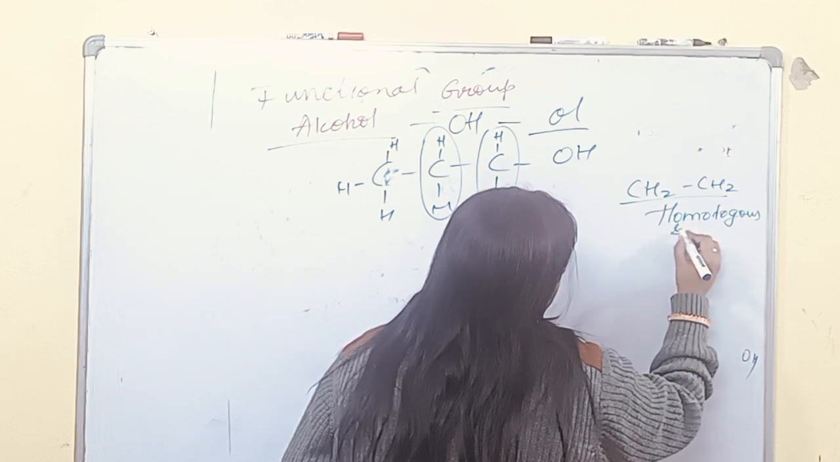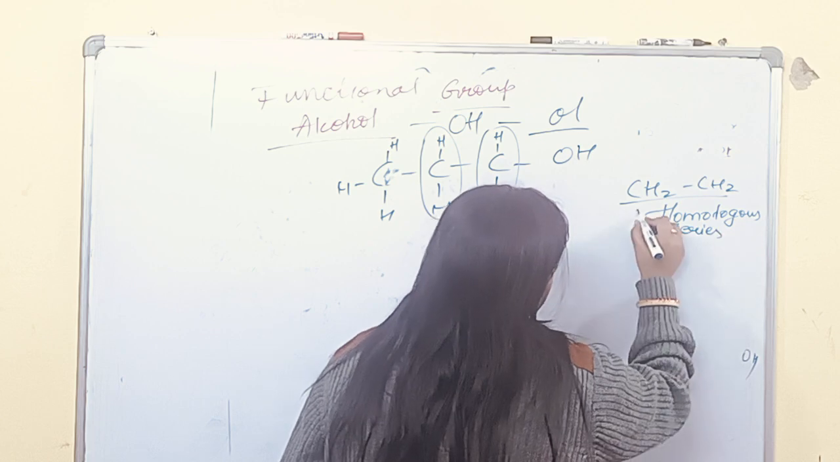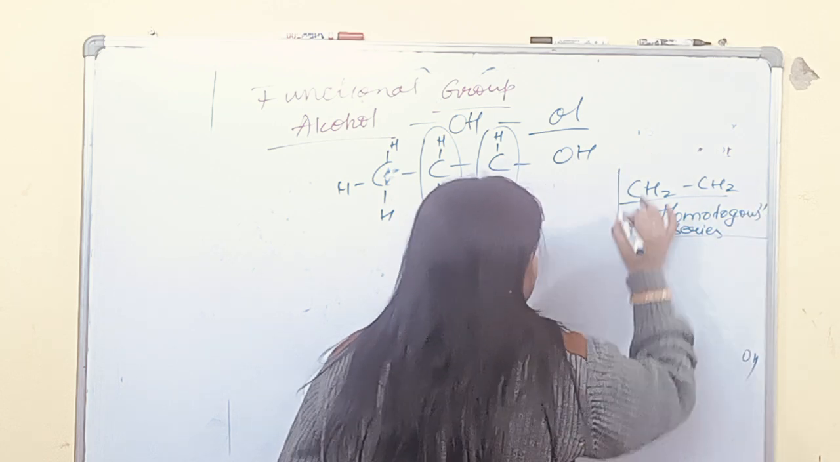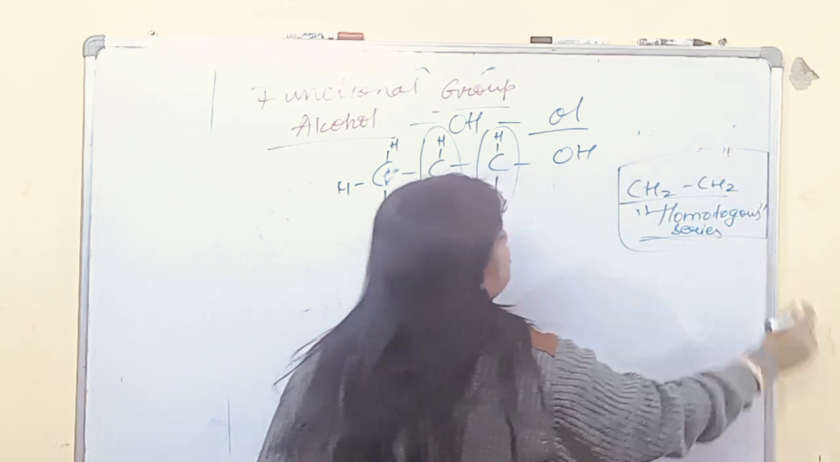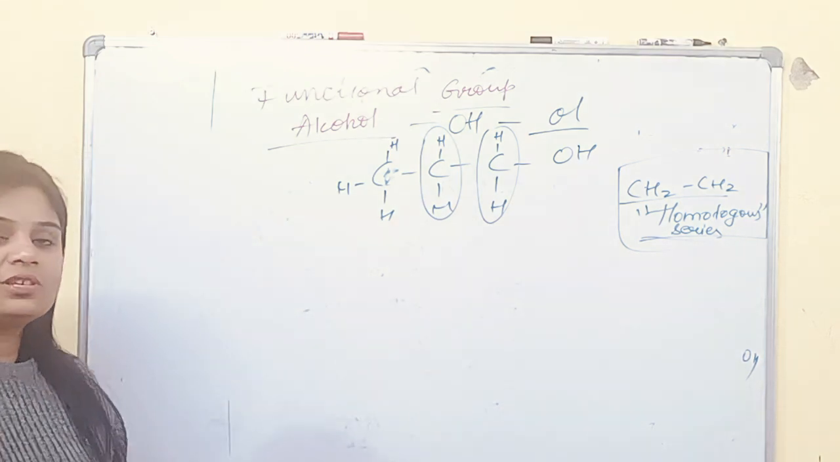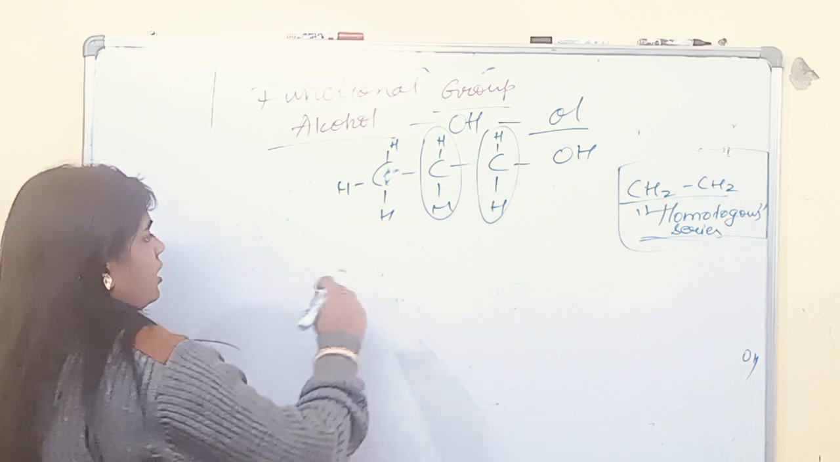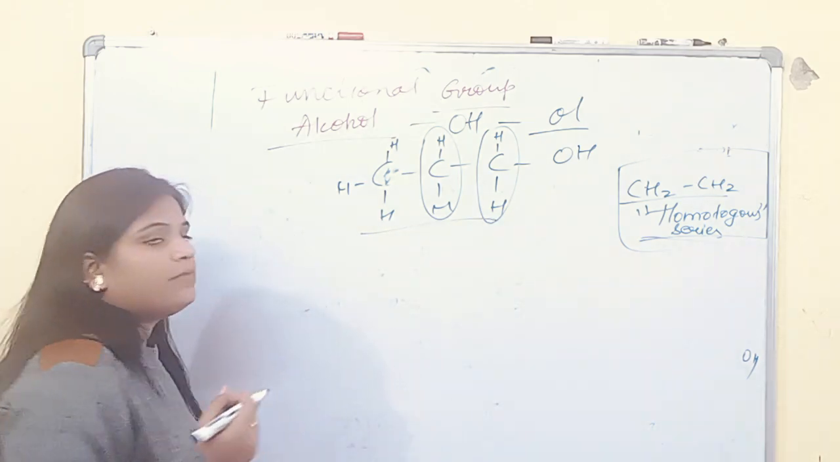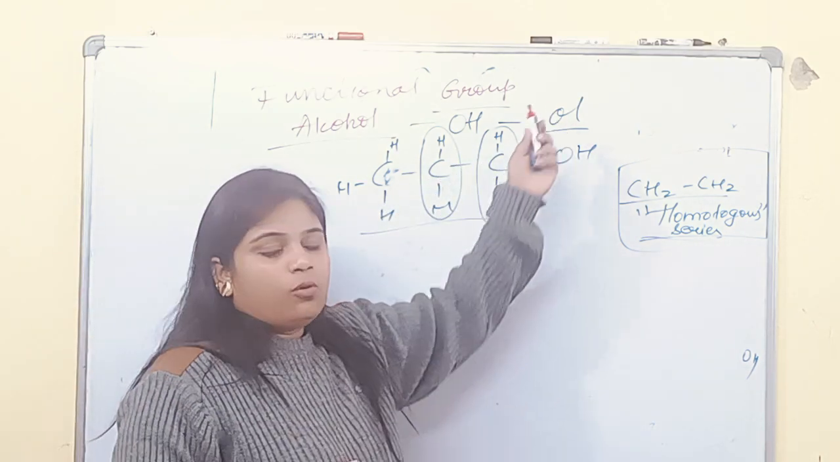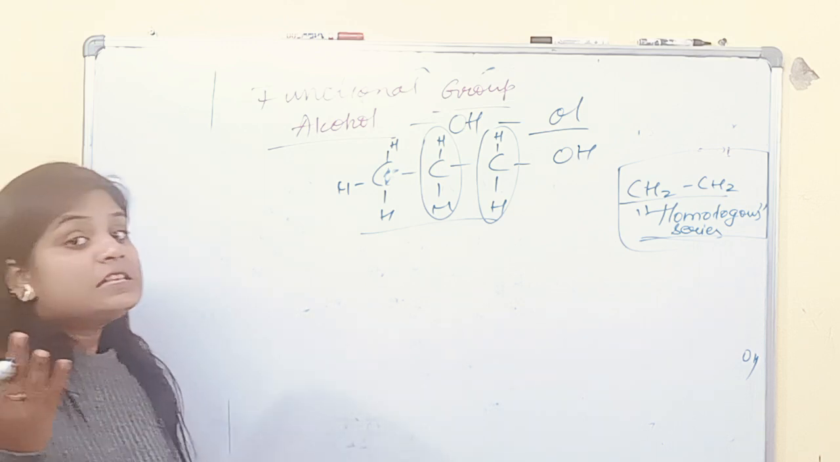Homologous series. This is a term which is new to you all. You must know that this repetition of CH2 is a homologous series. So come to the name. What will we name? For alcohol we will be using Ol as a suffix.